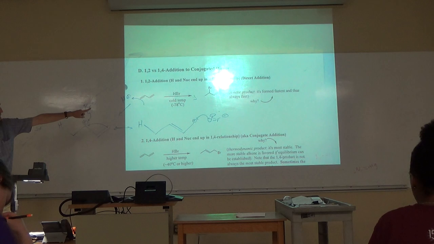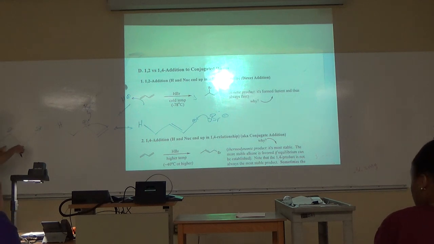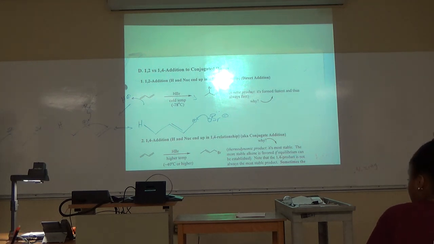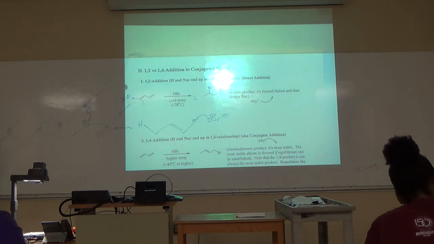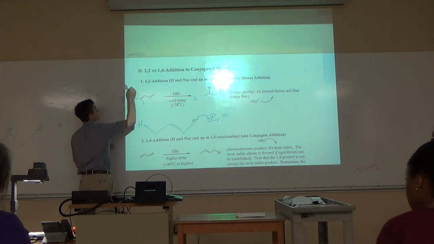The kinetic product is formed fastest. Why? Right here. When this is formed, where's the Br at? When this is formed, where's the Br? I see one on the left. Right here. Here's the H plus. Where's the Br? Next to it.